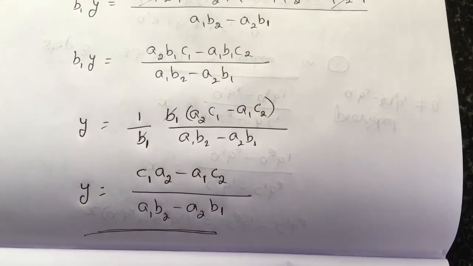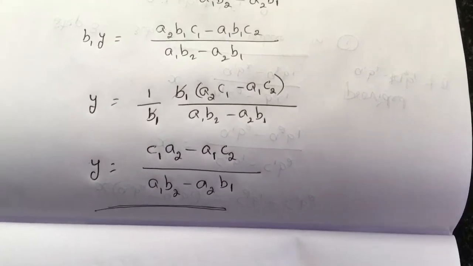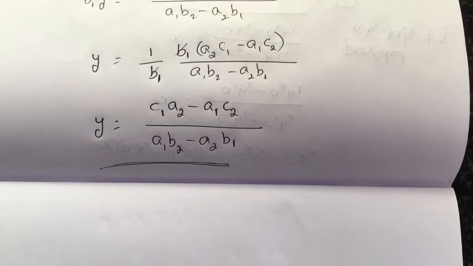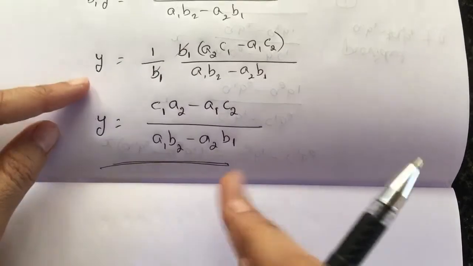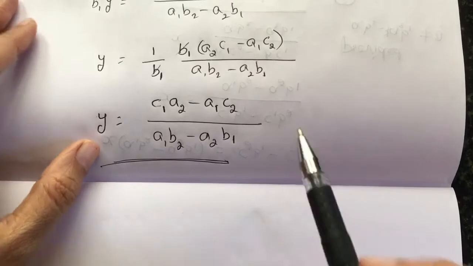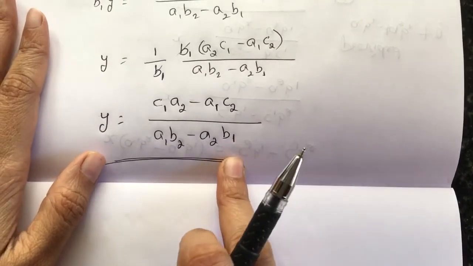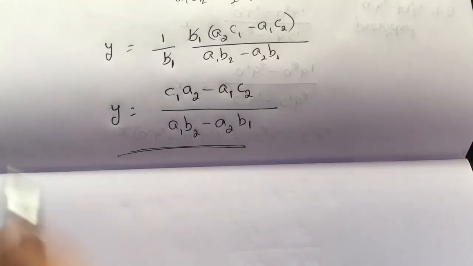See, once you get the value of x and y, two cases will arise. One thing is A1 B2 minus A2 B1. It may be equal to 0, may not be equal to 0. What happens if it is equal to 0? What happens if it is not equal to 0? So two cases.